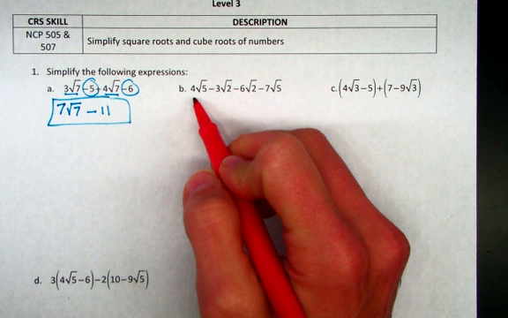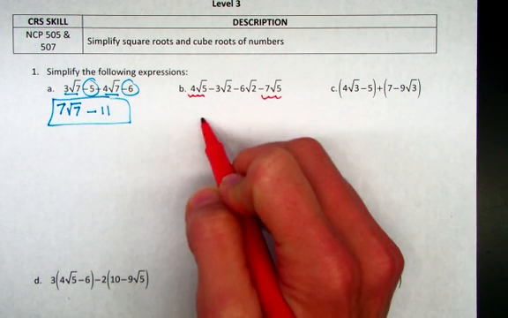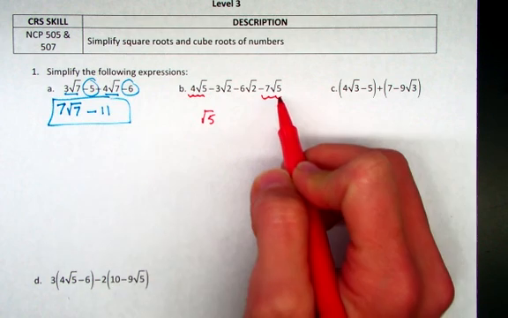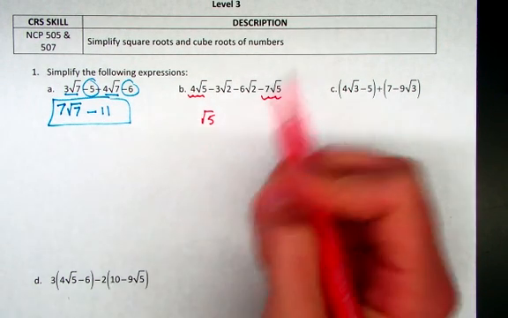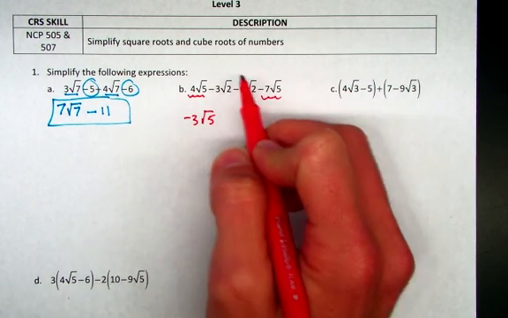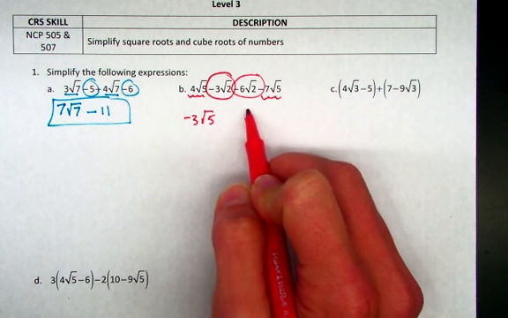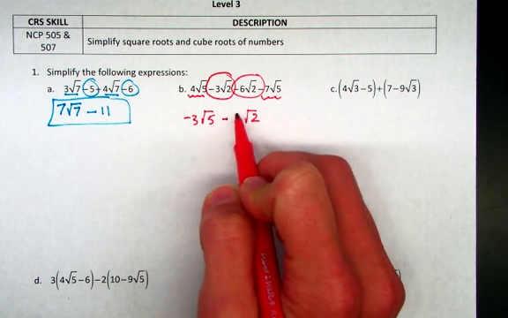Okay, let's see. These are like terms here. So I have a root 5 like term, and the coefficients are positive 4 and negative 7. So 4 minus 7 is negative 3. And we have these two like terms, which are root 2 terms. And we have a negative 3 and a negative 6, and that's a negative 9.